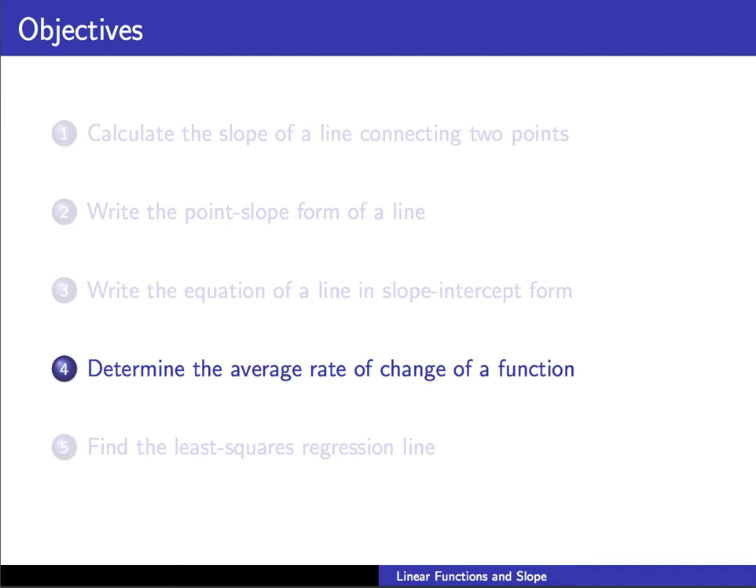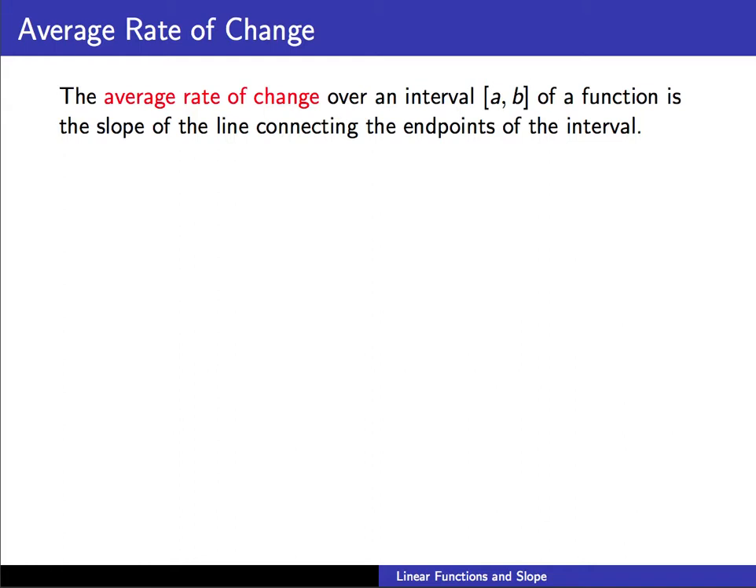All right, in this video, we're going to take a look at the average rate of change of a function. The average rate of change over a closed interval with endpoints a and b of a function is nothing more than the slope of a line that connects those two endpoints.